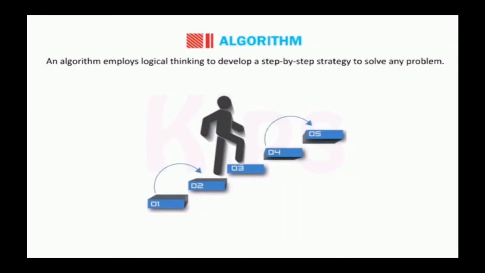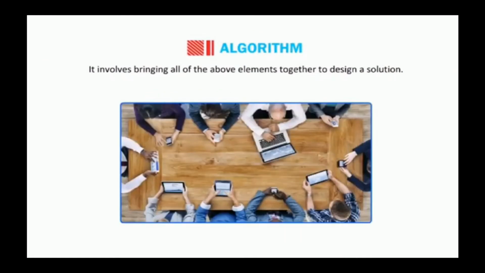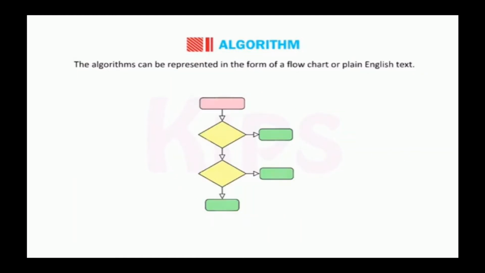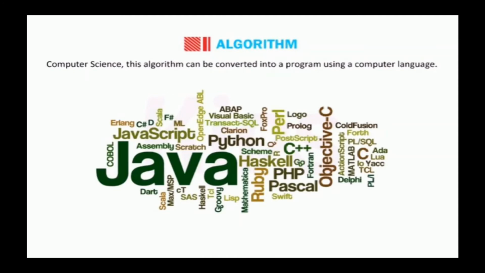Algorithm design. An algorithm employs logical thinking to develop a step-by-step strategy to solve any problem. It involves bringing all of the above elements together to design a solution. One algorithm can be applied to solve multiple problems with the same pattern. The algorithm can be represented in the form of a flowchart or plain English text. In computer science, this algorithm can be converted into a program using a computer language.